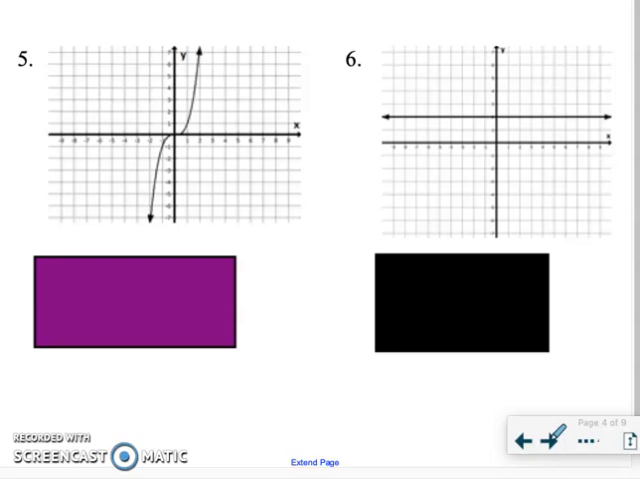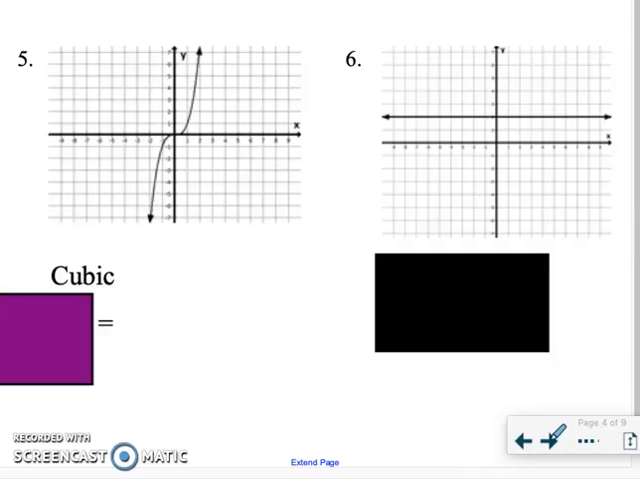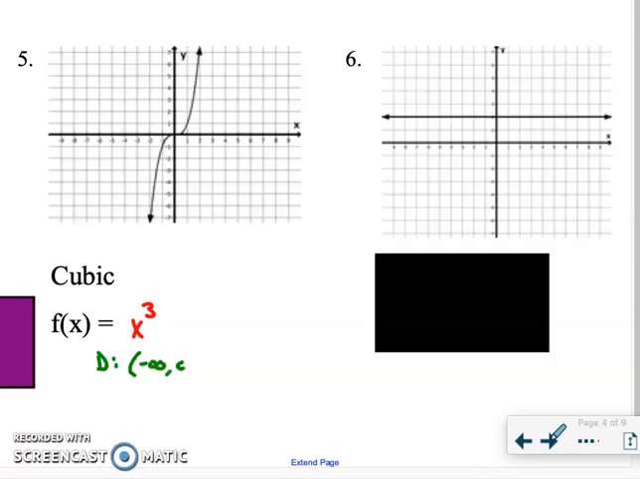Number 5, as we continue to move right along here, this is going to be our cubic function. Cubic function, always increasing through the origin. The cubic function is going to be f of x is equal to x cubed. The domain, as we've said a couple of other times, is going to extend from negative infinity to infinity. The range also would extend from negative infinity to infinity.